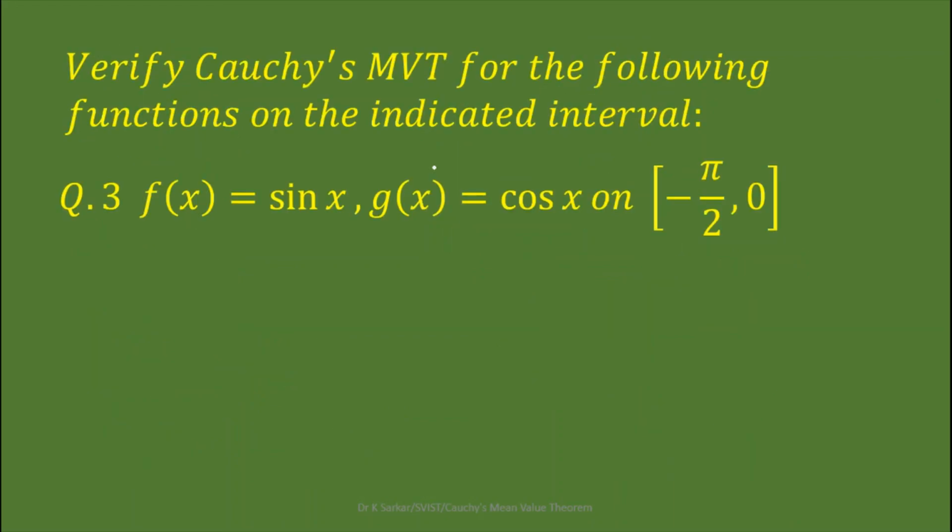Verify Cauchy's MVT for the following functions on the indicated interval. f(x) equals sin x, g(x) equals cos x on the interval [minus pi by 2, 0]. Work out this problem yourself.